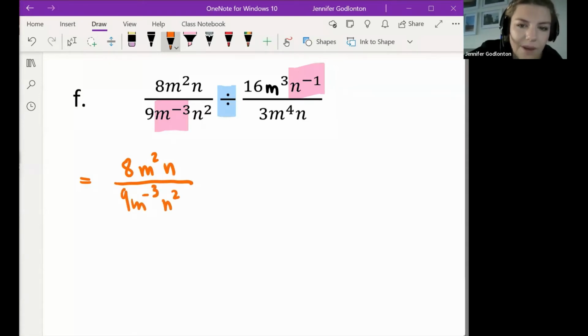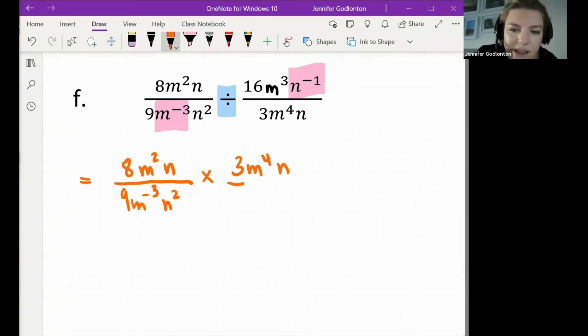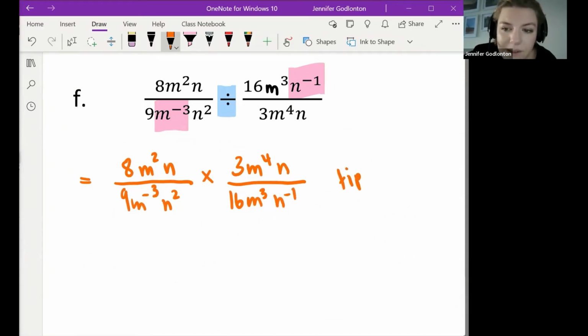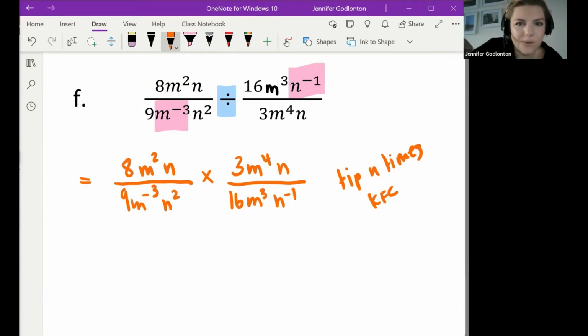Okay. So we're going to do our tipping times and everything is going to stay the same except that we are flipping that fraction. So our first step was tipping times or KFC, however you want to remember it. That's 1 mark. So if you did that, you've got 1 mark. Okay, cool. Next step.